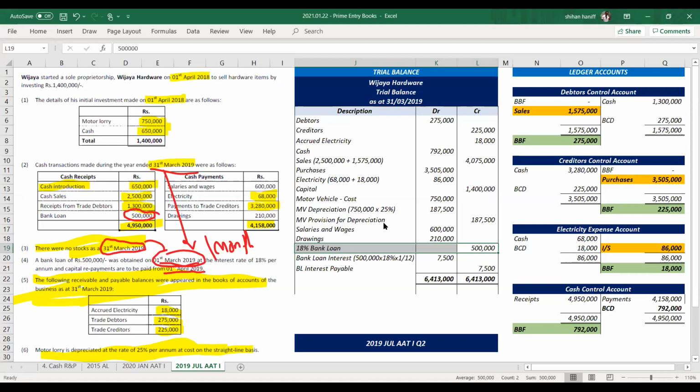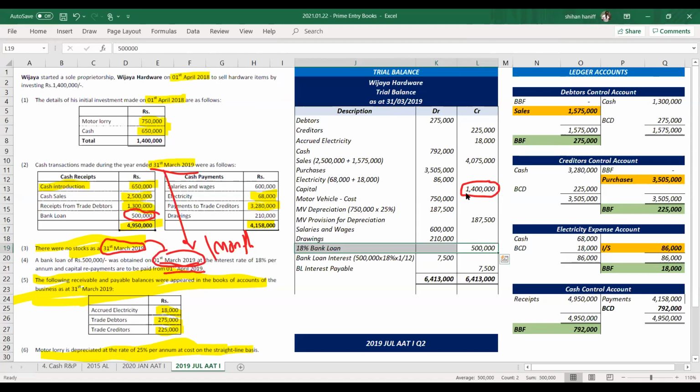There is a question. In capital we have included the motor vehicle amount, so why are we adding another? Yes, double entry. In capital, this 1.4 million means it is cash plus motor vehicle.